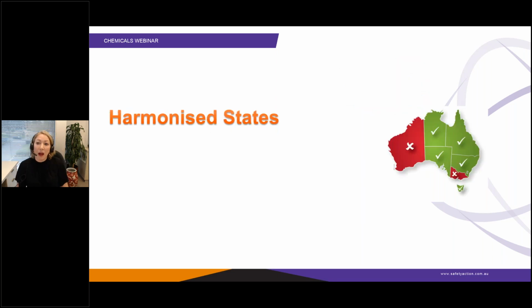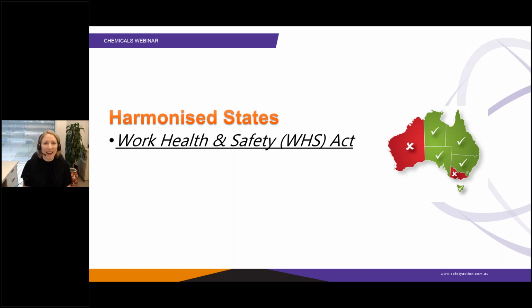In the harmonized states, so what I mean by this is the states that have adopted the national model work health and safety legislation. So those states in Australia are all the states except for Victoria and Western Australia. They all have legislation called the Work Health and Safety Act, WHS, and they also have WHS regulations.